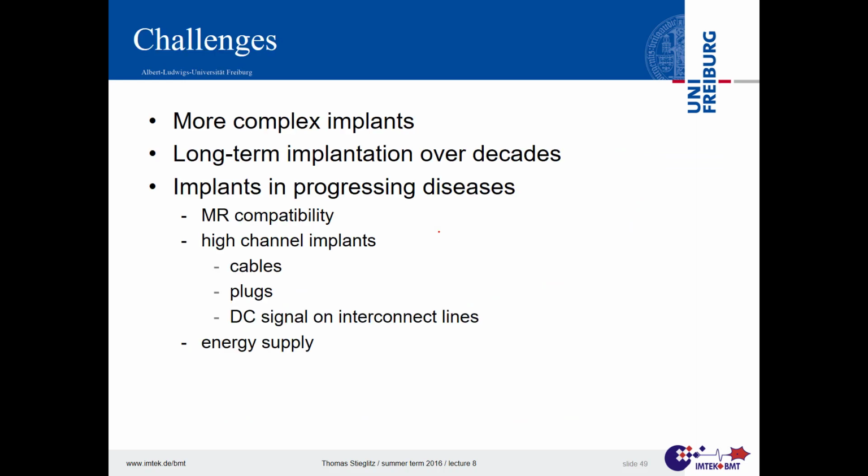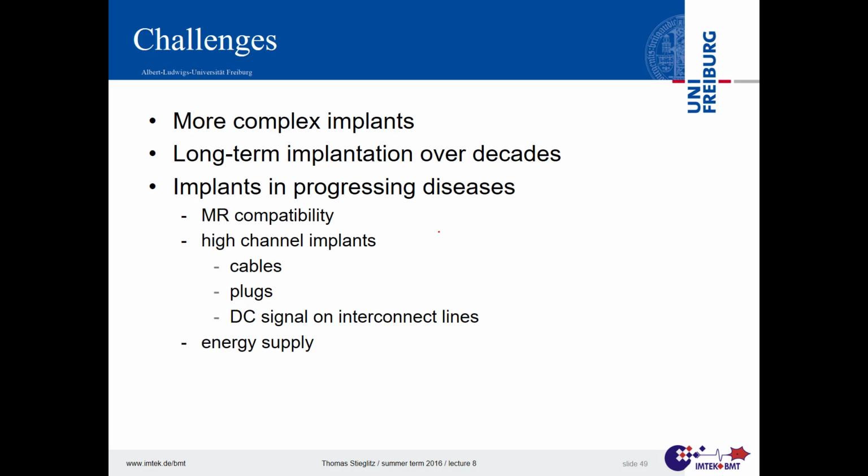And with that, I'd like to summarize: we have challenges the more complex implants get. We have challenges the longer the implantation period is, for both package and electronics. And nowadays, where MR imaging is state of the art, we have to take care that our devices are at least MR conditional. That means they can be used under certain circumstances.